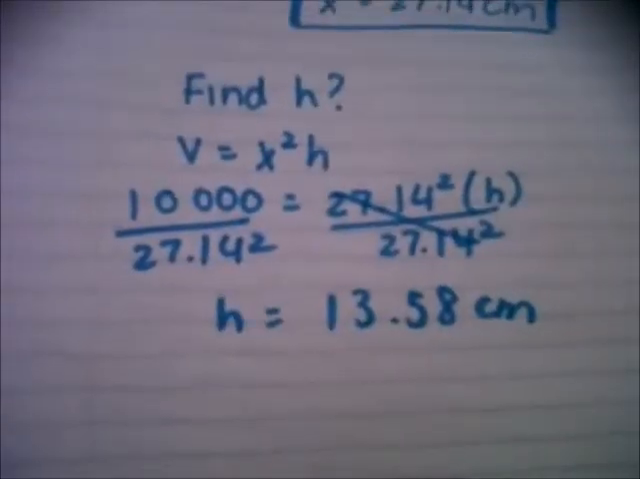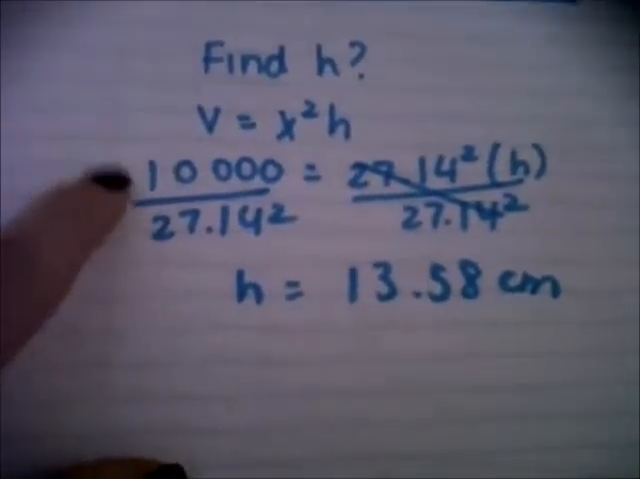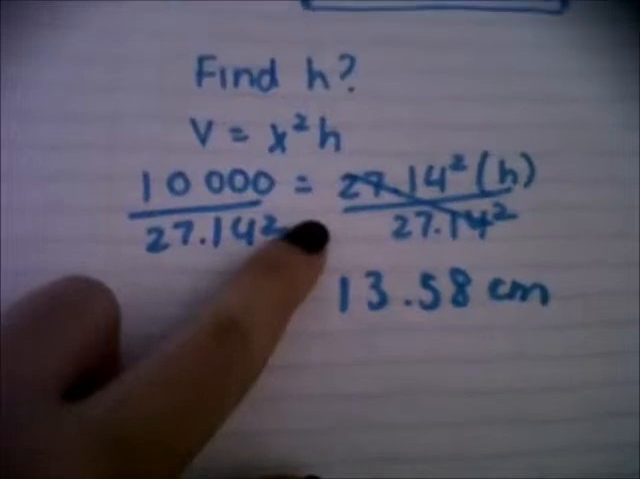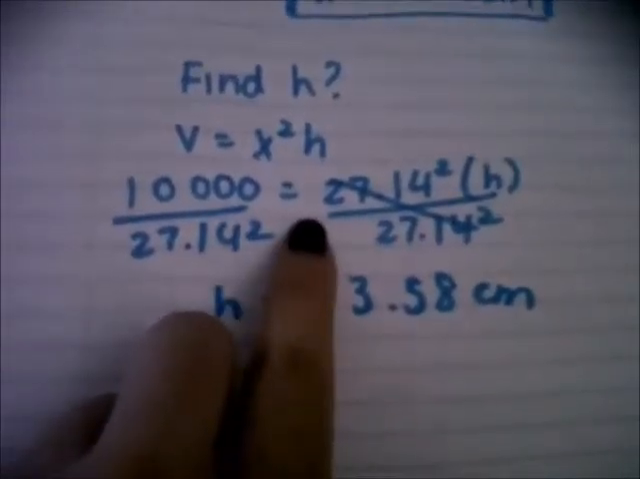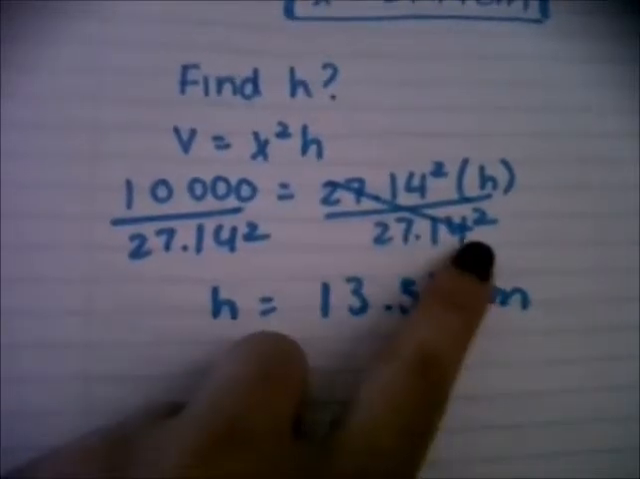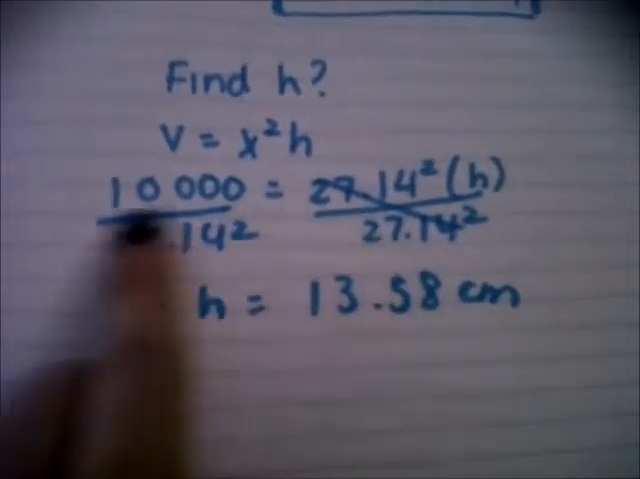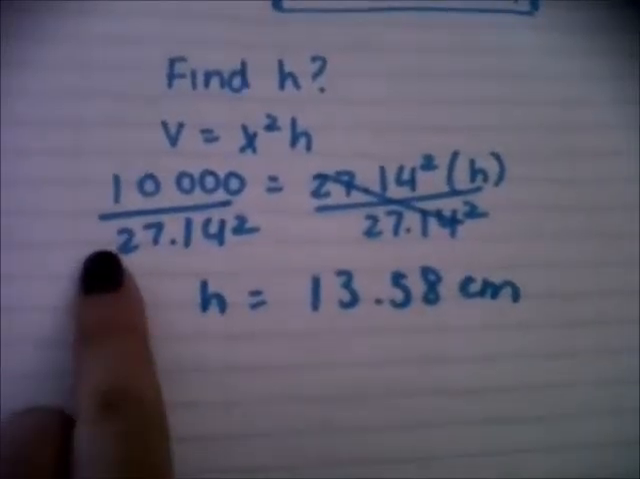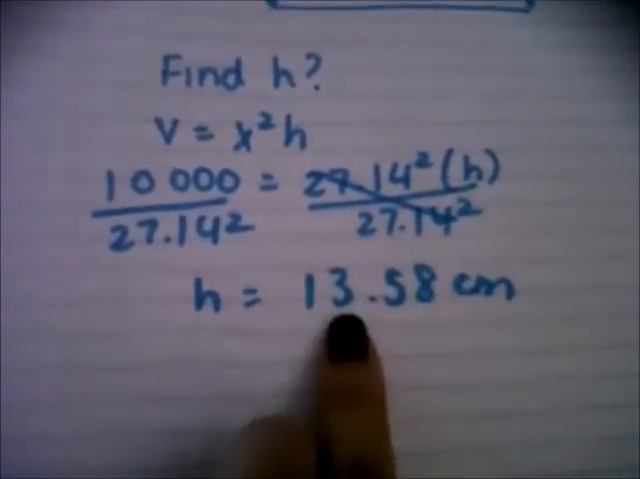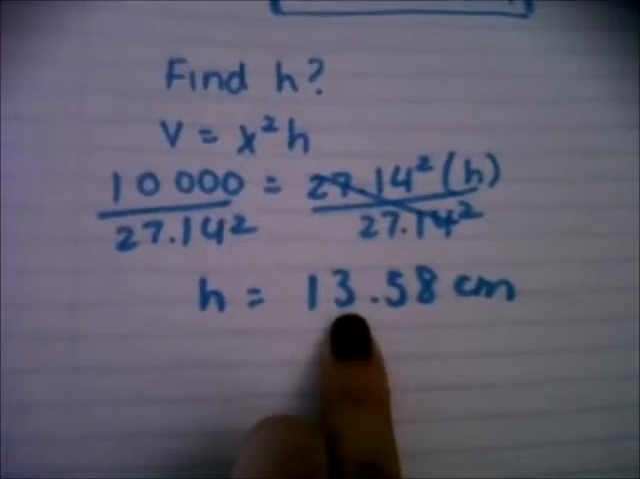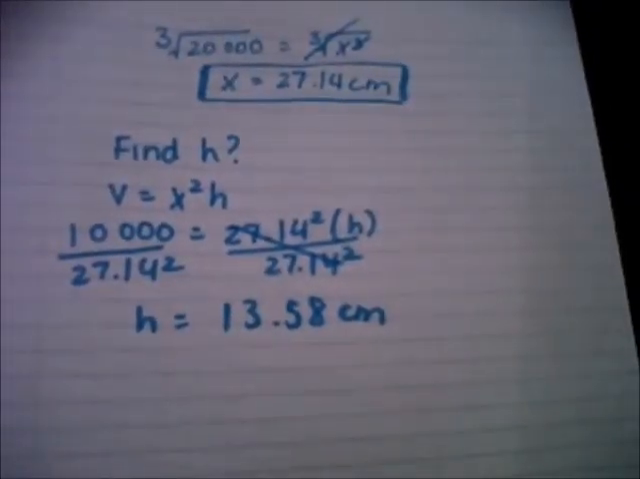To find h, we will substitute the values into the equation of volume, which is x squared times h. V equals 10,000, x equals 27.14, and h is unknown. 10,000 equals 27.14 squared times h. To isolate h, we will divide both sides by 27.14 squared. 10,000 divided by 27.14 squared equals 13.58 centimeters. Therefore, h equals 13.58 centimeters. These dimensions of the box will minimize the amount of material used.